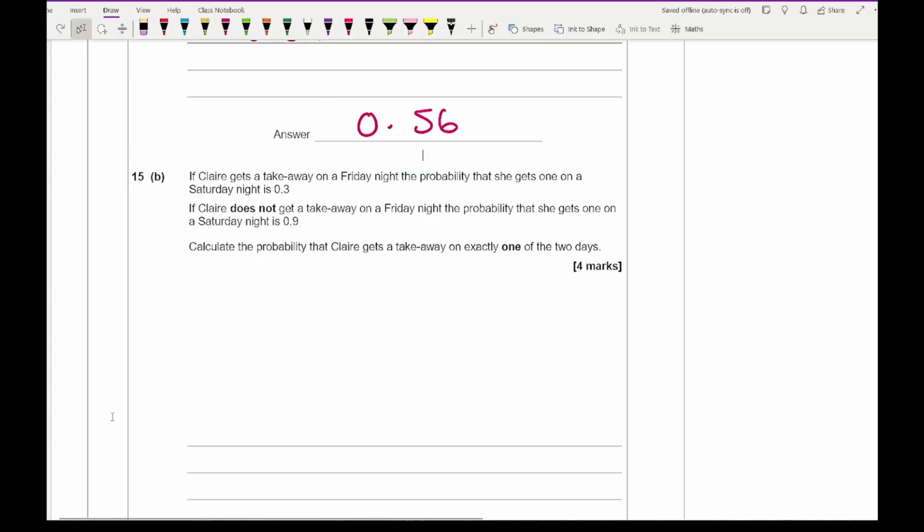For question 15b, it says if Claire gets a takeaway on a Friday night, the probability that she gets one on Saturday is 0.3. If Claire does not get a takeaway on Friday, the probability she gets one on Saturday is 0.9. Calculate the probability that Claire gets a takeaway on exactly one of the 2 days. Now for this particular question, I would strongly recommend you draw a probability tree. So looking at Friday night, if Claire gets a takeaway and not gets a takeaway, so just put T dash.